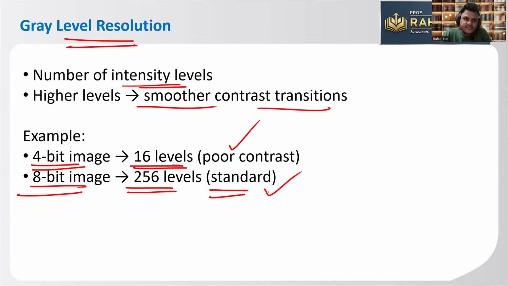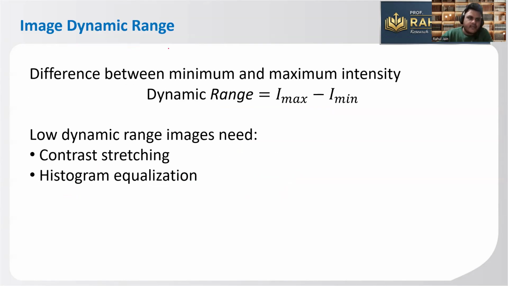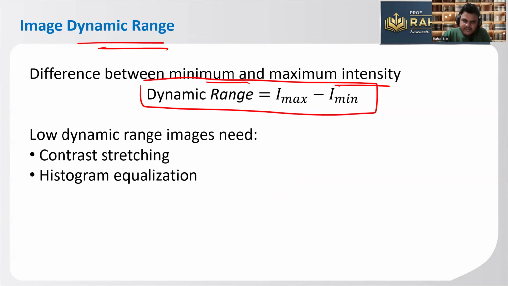So gray level resolution, that is the number of intensity levels. For an 8-bit image, there are 256 levels. Almost many of the models use the gray level scale itself because it is a standard. Now, image dynamic range. Image dynamic range is the difference between minimum and maximum intensity. So, dynamic range is nothing but maximum intensity value minus minimum intensity value. Low dynamic range images need contrast stretching and histogram equalization so that they can be visualized better.